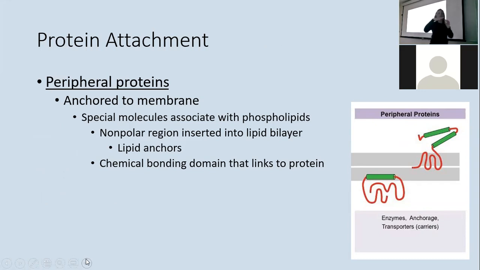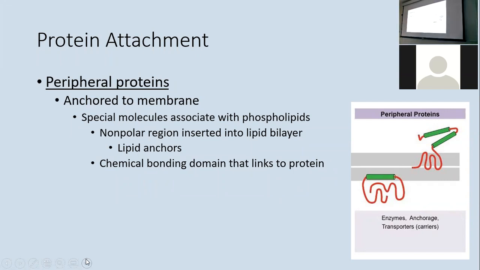And so these are anchored to the membrane, usually with some kind of extension of these protein molecules. So you may have some protein out here that's doing something enzymatic or something, and then it's going to have some kind of long tail that's going to anchor it to the lipid membrane. And so the thing is to interact with the bilayer.